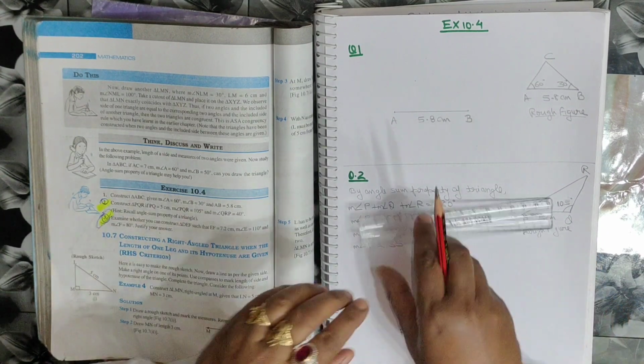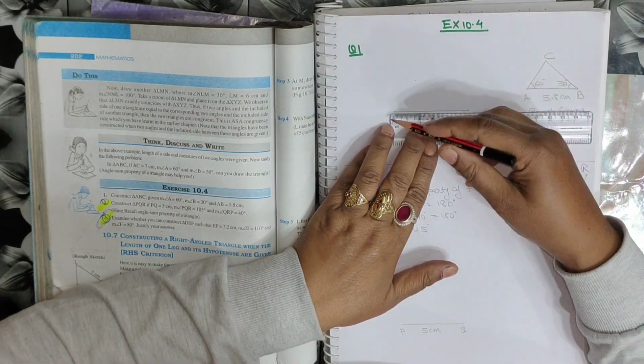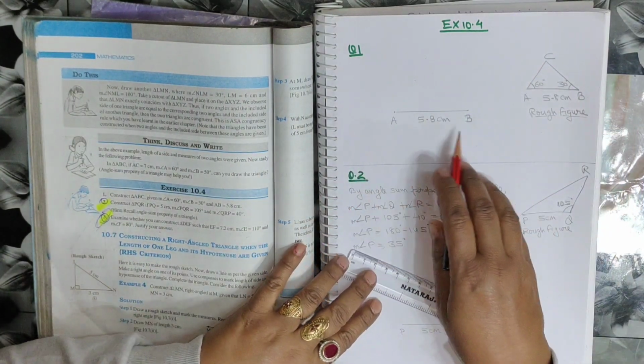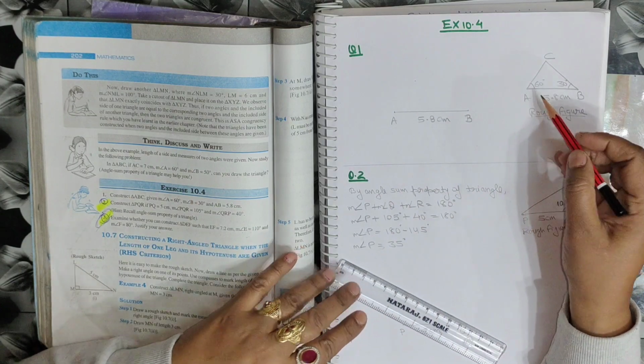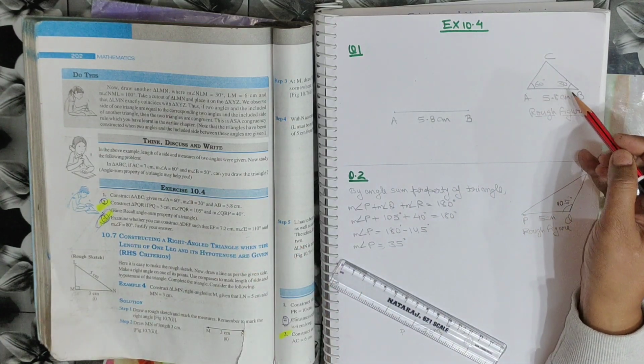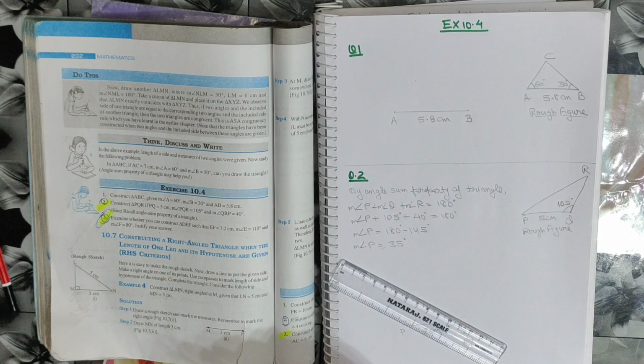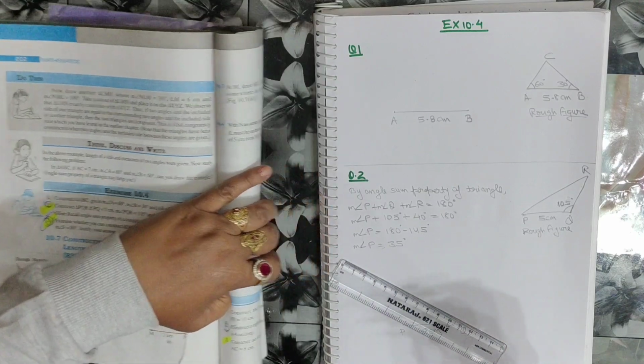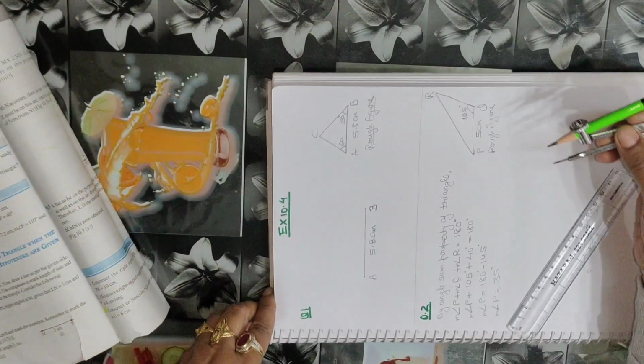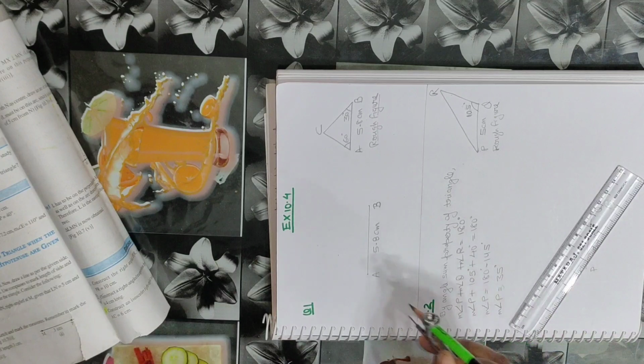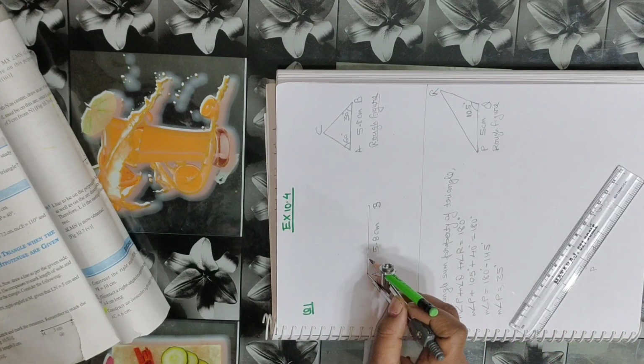Now first of all we will draw AB of 5.8 centimeter that I have drawn. AB equals to 5.8. Now we have to draw at A 60 degree and at B 30 degree. Now students, to draw these angles 60 degree and 30 degree, we can't use the protractor. We have to draw these angles using compass. You know very well how to draw the angle of 60 degree and 30 degree using compass.